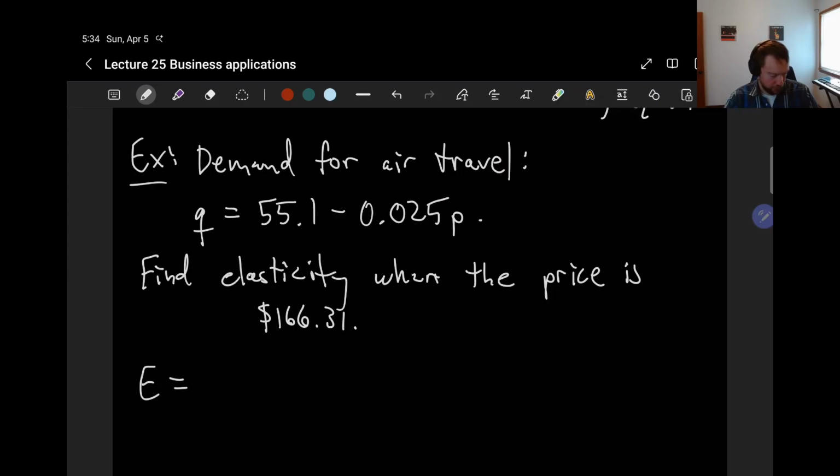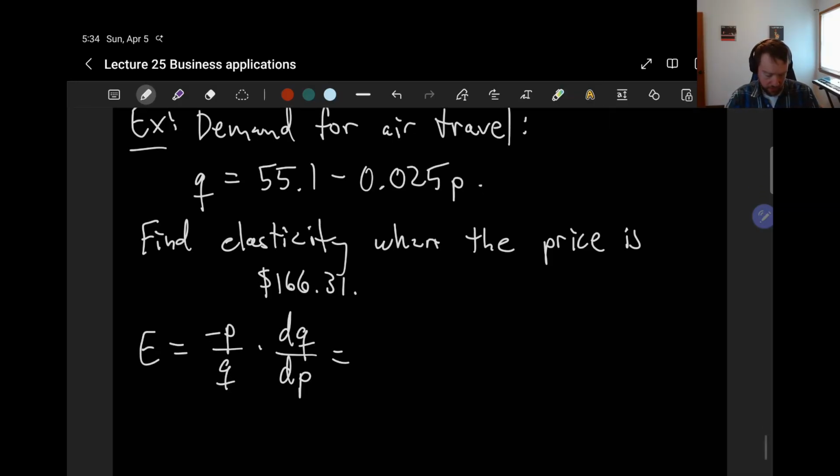So E, just follow the formula. That's negative P over Q times the derivative of demand, Q, with respect to P. Why is this negative here, by the way? Well, that's because there's an inverse relationship between price and demand. If you increase price, then demand is going to go down. So by throwing in a negative, that makes it so that E is a positive number. So that's why that's there.